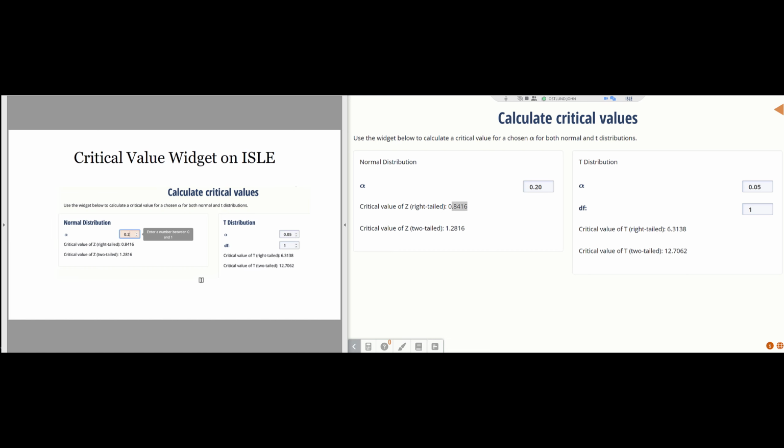Okay, and this slide just shows what I did over here on my right-hand screen. Now, this critical values tool we'll talk more about, because we can do not only right-tailed tests and two-tailed tests for normal distributions, but we can also do tests computing critical values for what are called t-distributions, which we'll get to later.